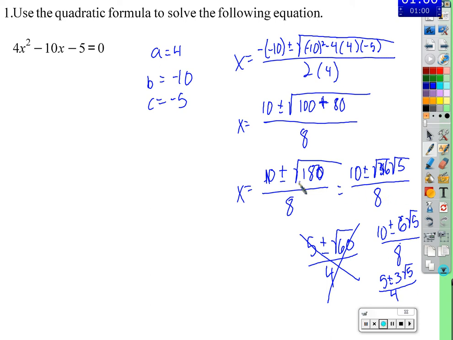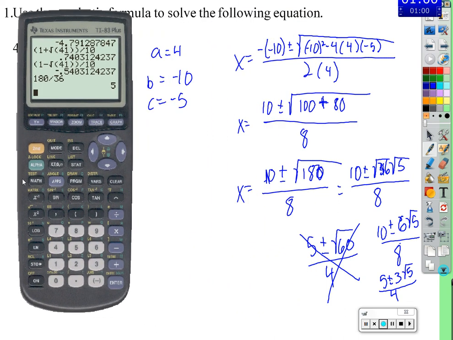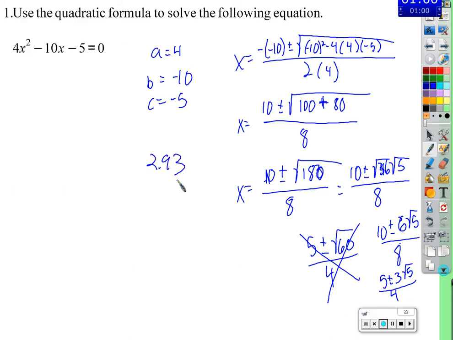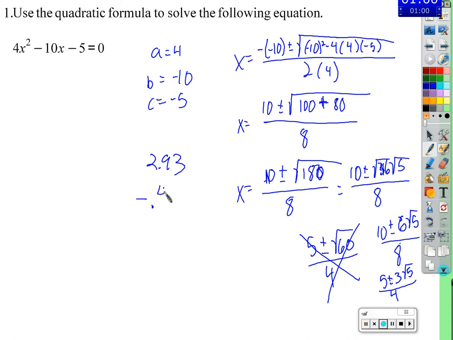Any of these would be fine, or if we find the decimal answers, those would be great as well. So 10 plus square root of 80, divided by 8, 1.56... 8.93. Bring that up. This, that, correct.